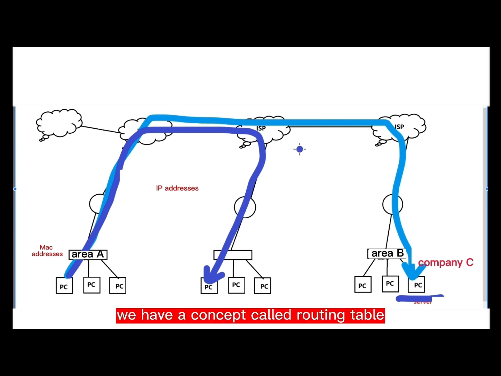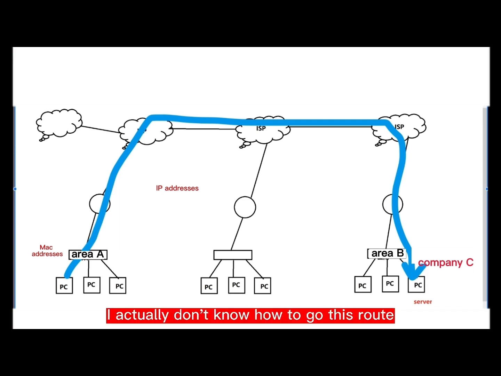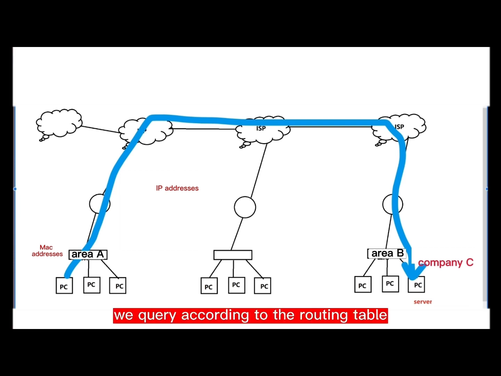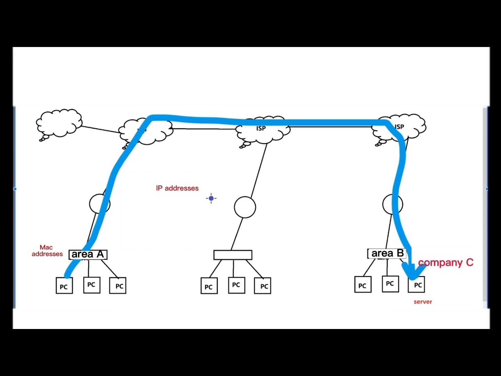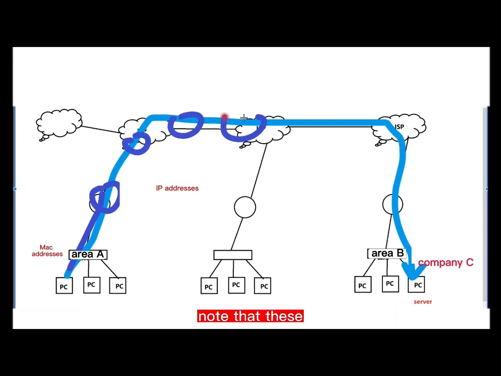We have a concept called the routing table. Querying the routing table for data forwarding can ensure that the data finally reaches its original destination. If there were no concept of routing, I actually wouldn't know how to go this route. We will learn a table, the routing table. We query according to the routing table and forward. The data arrives at every device in the middle. Note that these are the operator's equipment in the middle. We only need to check the table on each device, then locate the next device.